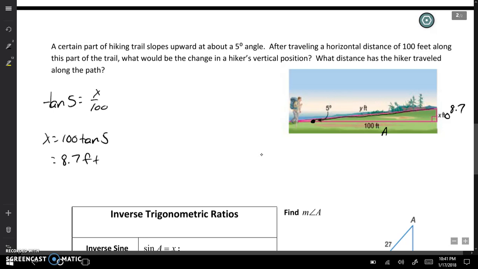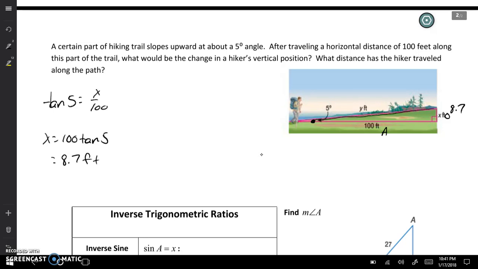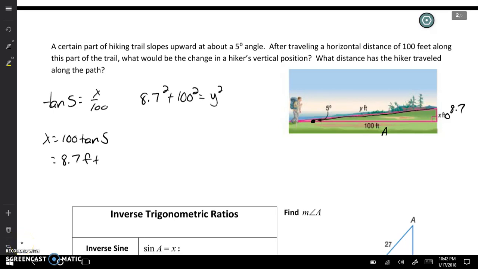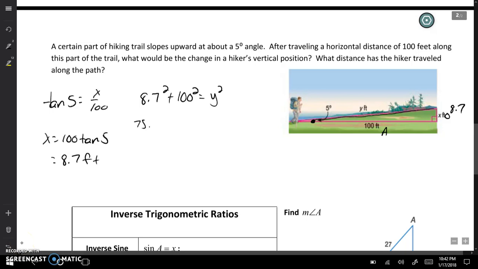You could do right triangle, you could do Pythagorean theorem, or you can do trigonometry. I'm just going to do Pythagorean theorem. 8.7 squared plus 100 squared equals y squared. 8.7 squared is 75.69. 100 squared is 10,000. That equals y squared. So then add those together.